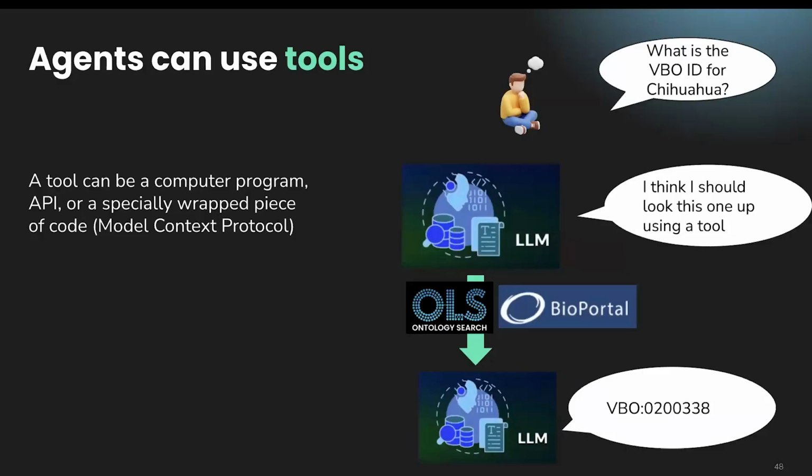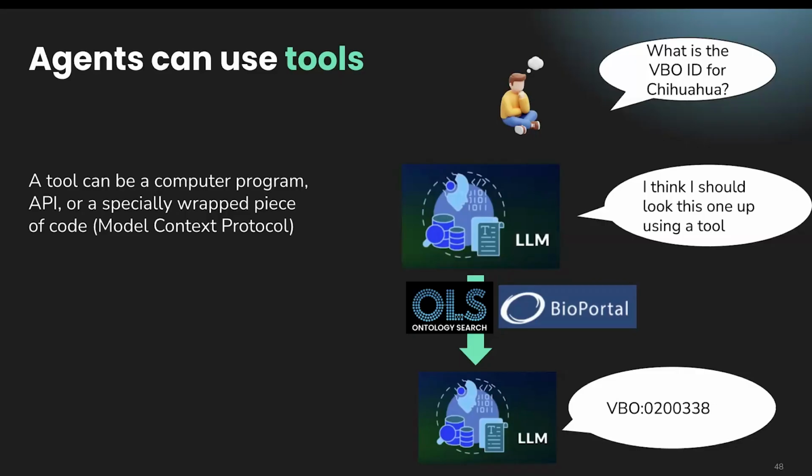But this is where agents come in. Agents are able to use tools, and we can give them access to tools like OLS or BioPortal, and then it will, hopefully, look at its menu of tools that it has available and decide, oh, the user has asked me a question about ontologies.